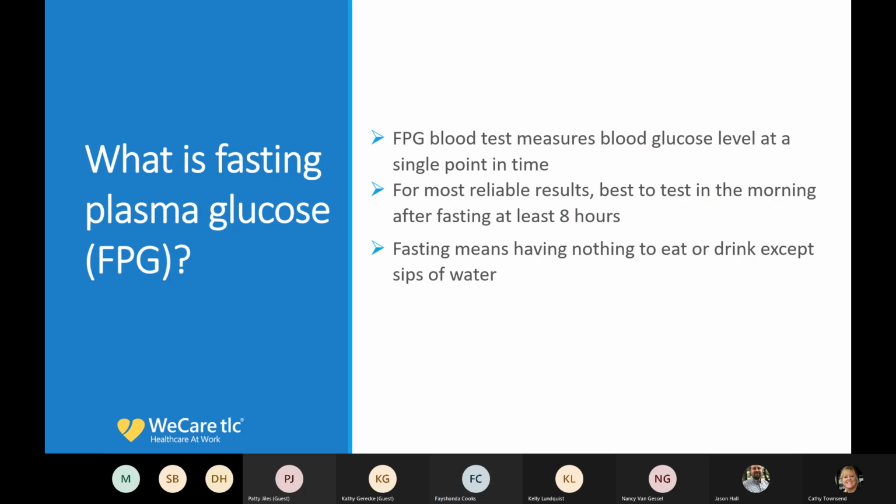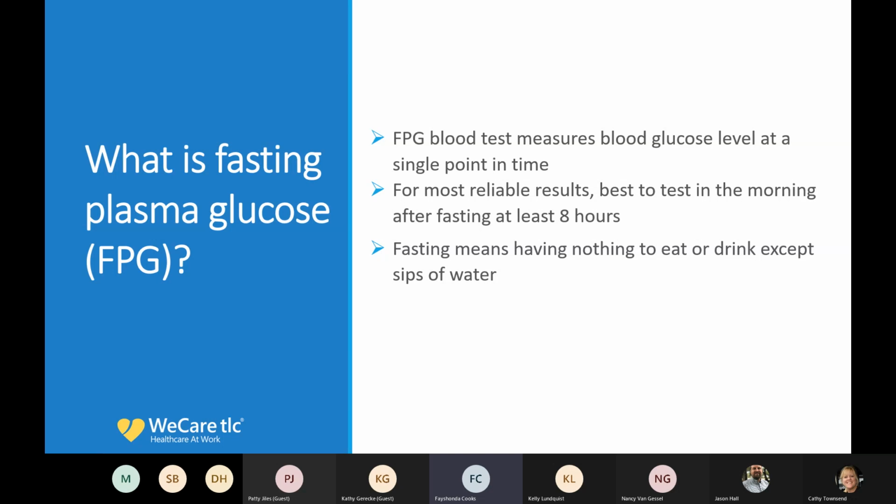So what is the fasting plasma glucose test? That basically measures the blood glucose level at a single point in time. It's before you eat, typically 8 hours since your last meal. Most people are going to do this first thing in the morning, and its most reliable results are in the morning, actually, before you eat anything.